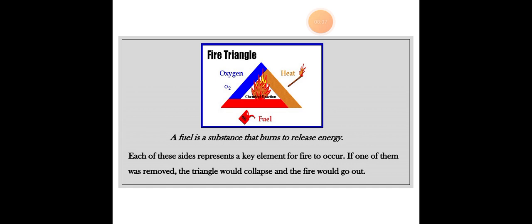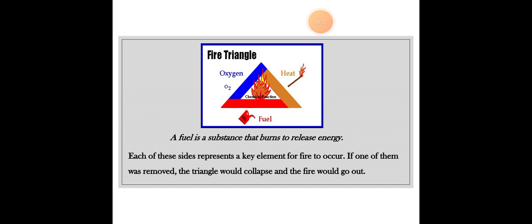So this is a fire triangle. Fuel is a substance that burns to release energy. Whenever fuel is burned, why is it burned? Because we burn the fuel to release energy. Each of these sides represents a key element for fire to occur. If one was removed, the triangle would collapse and the fire would go out.